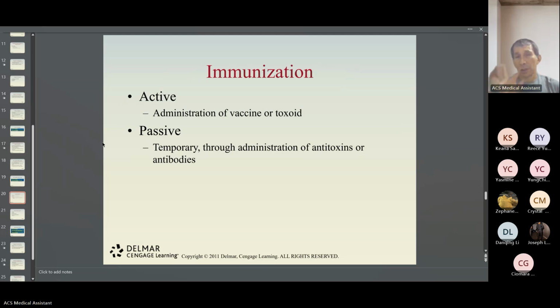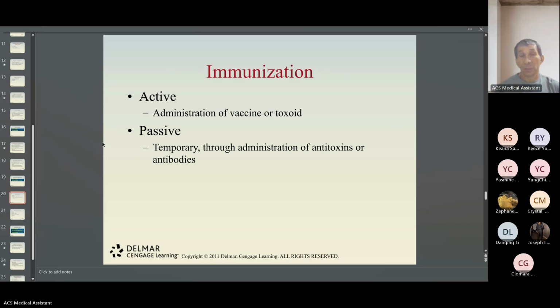Immunizations. There are a couple of questions right here on the exams about immunizations. There are active and passive immunization. So pay attention to these two terms. How is an active immunization acquired? Administration of vaccines. That's it.